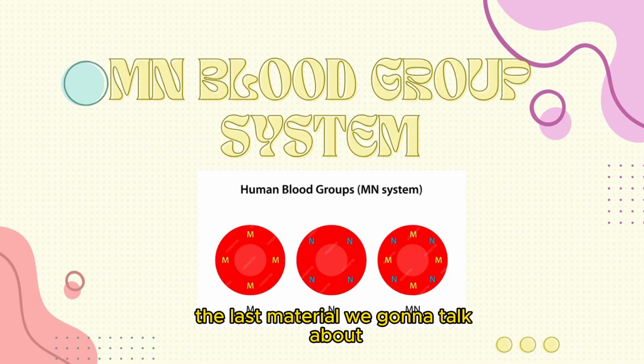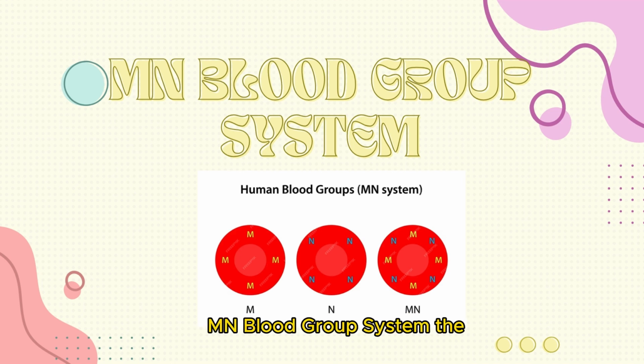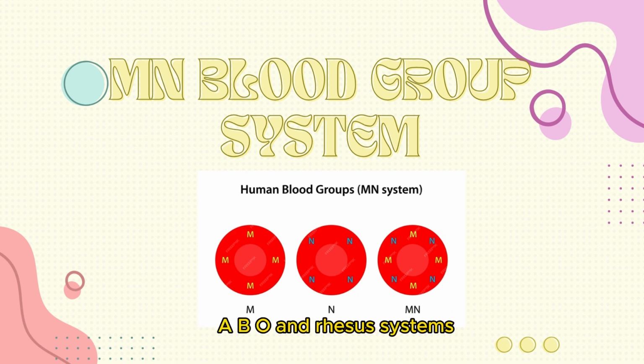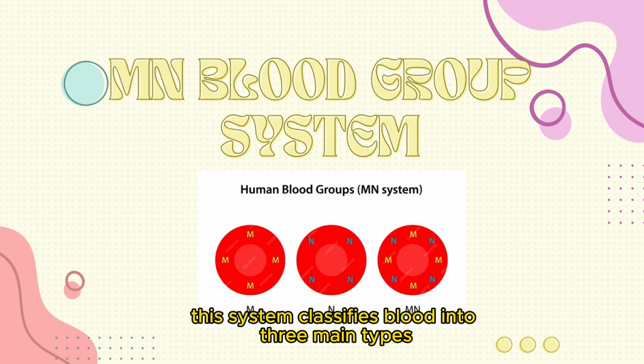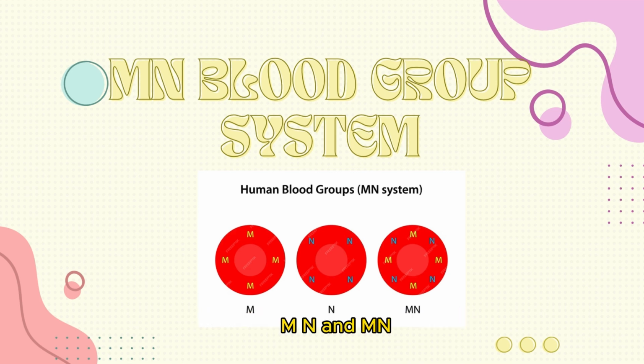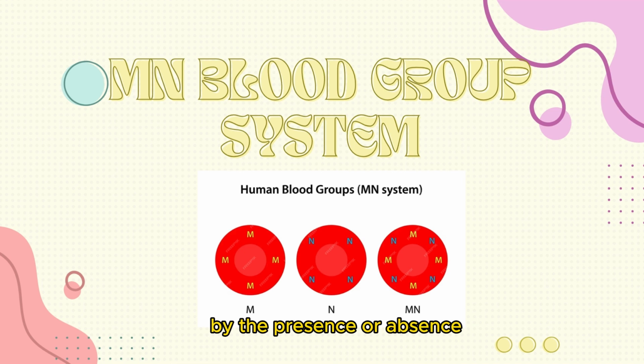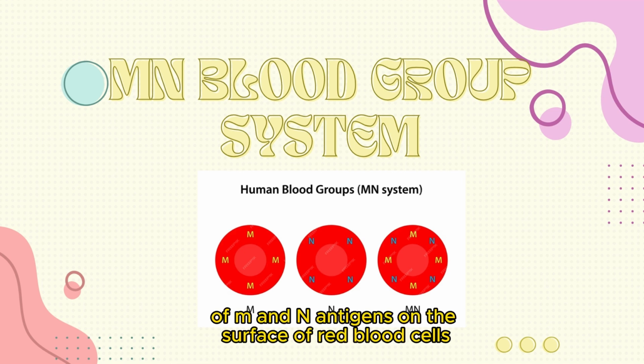The last material we're going to talk about is the MN blood group system. The MN blood group system is another blood group system, albeit less common compared to the ABO and rhesus systems. This system classifies blood into three main types: M, N, and MN. Blood types in the system are determined by the presence or absence of M and N antigens on the surface of red blood cells.